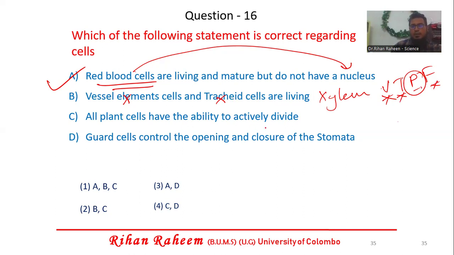All plant cells have the ability to actively divide? No. Permanent cells cannot actively divide. So C and B are wrong. D, guard cells control the opening and closing of the stomata. Yes, that is correct. I will show you.